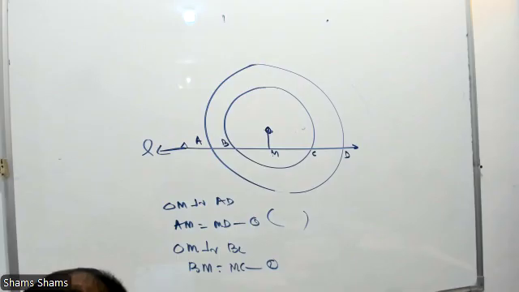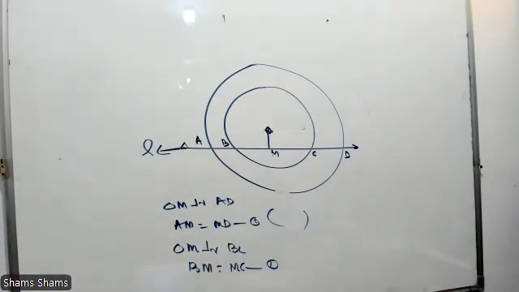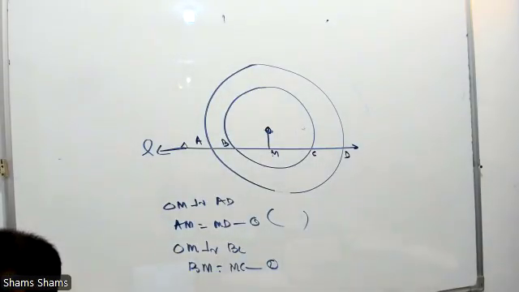You just write OM perpendicular to AD. That means AM equal to MD. Number one. OM perpendicular to BC, that means BM equal to MC. Subtract, it is equal. Right. This will be done in class. Right.